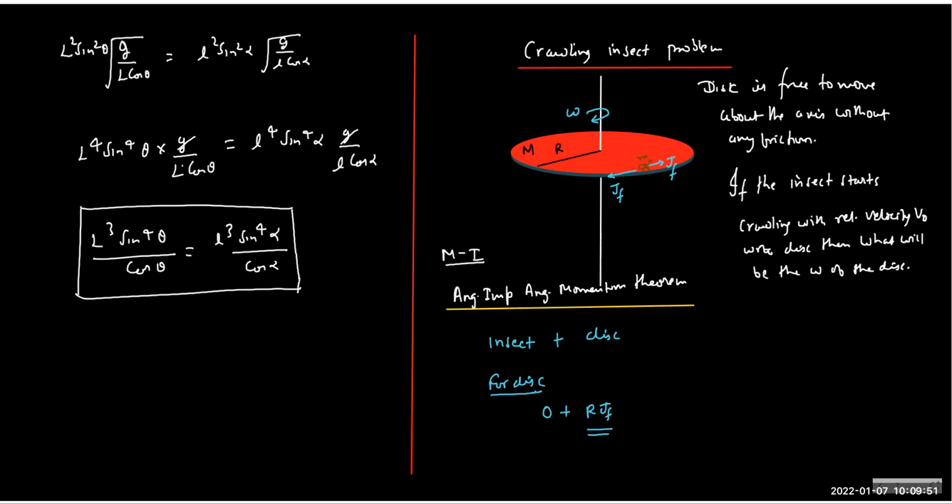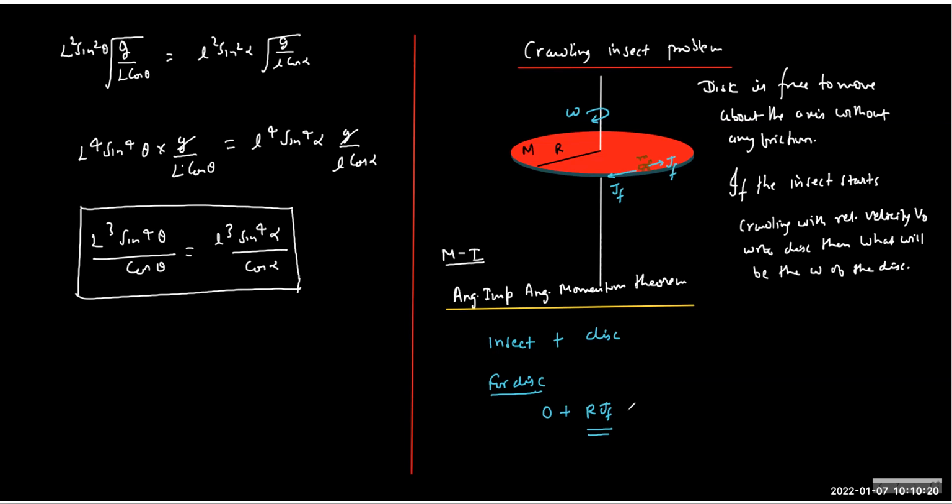So the impulse is f dt. So you apply the friction for time dt. This is the impulse, and because this is acting r distance away from the axis, this is the angular impulse. You can, in short, write like this. Do you realize this, or is it very difficult? Is this okay?